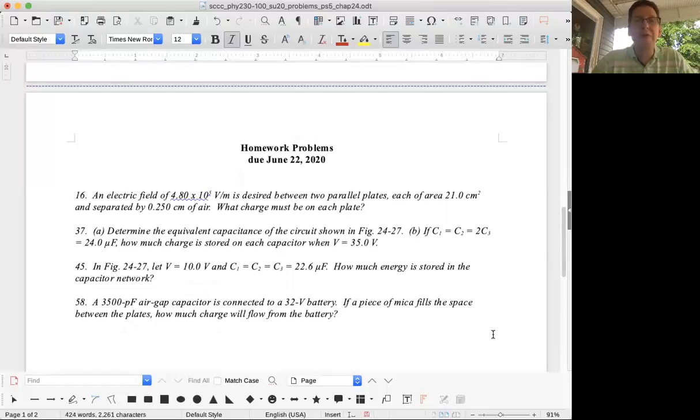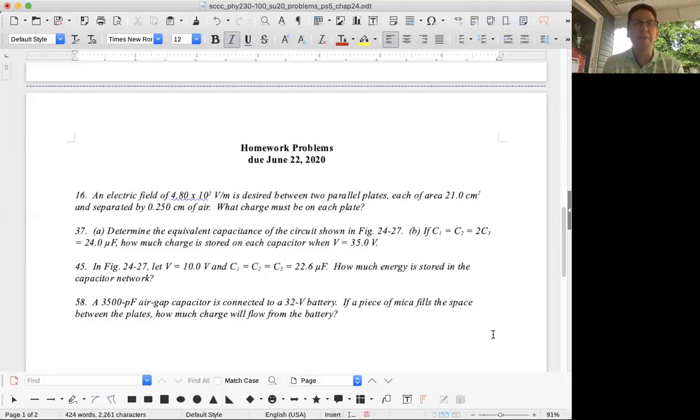So we have an electric field of 4.80 times 10 to the 5 volts per meter desired between two parallel plates, each of area 21.0 square centimeters, and separated by 2.50 centimeters of air. What charge must be on each plate? So you're given the electric field, and remember, we know what the electric field is between two parallel plates. It's sigma divided by epsilon naught. So we're not given sigma directly, but we're given the area and asked to figure out the charge. So we have enough information to solve that problem.